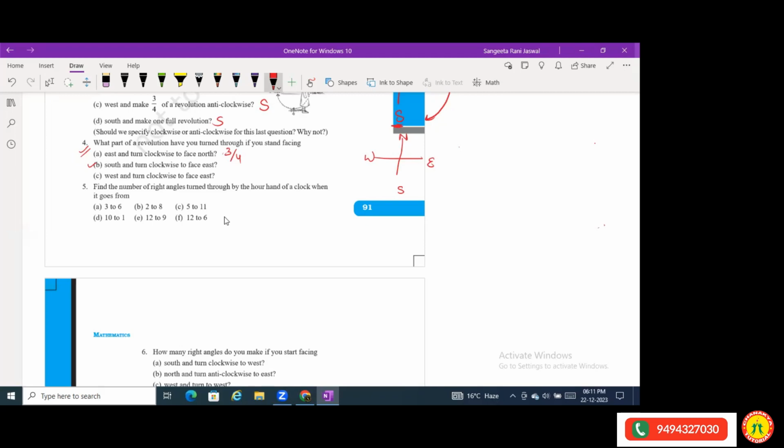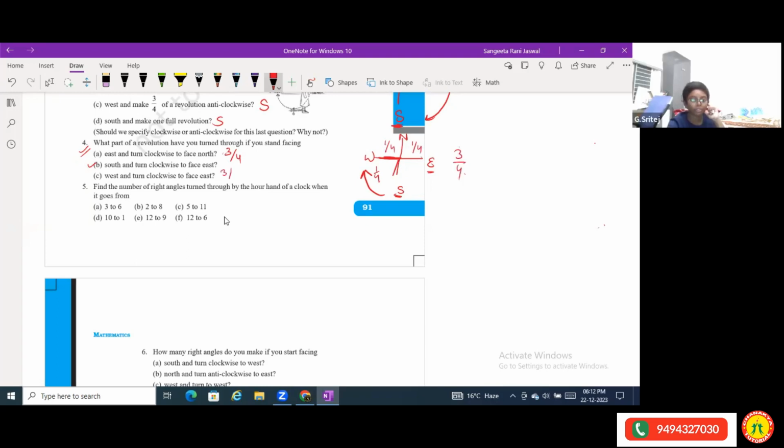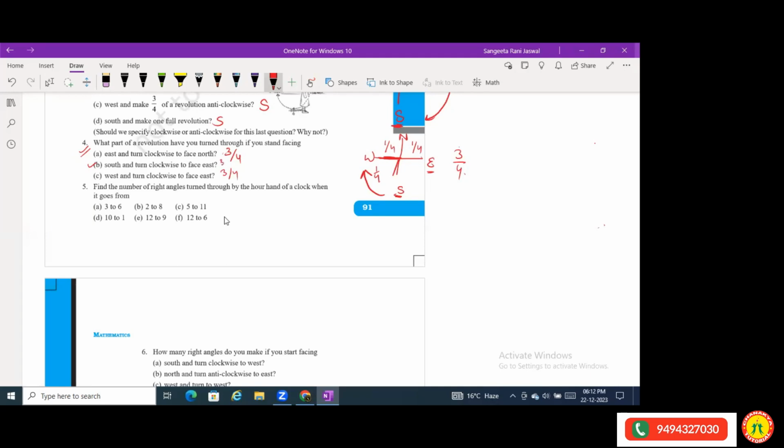Will it be 1/2? No. Your face is towards east and you move clockwise until you reach east. So how much fraction have you covered? This is one full revolution. Not one full revolution; one full revolution is completing the circle. See, this is first part 1/4, this is another part 1/4, this is another part 1/4. So, 3/4. Ma'am, did you say from east or west? Oh, sorry. This is the second one, not this one. Okay, south. This was the B part.